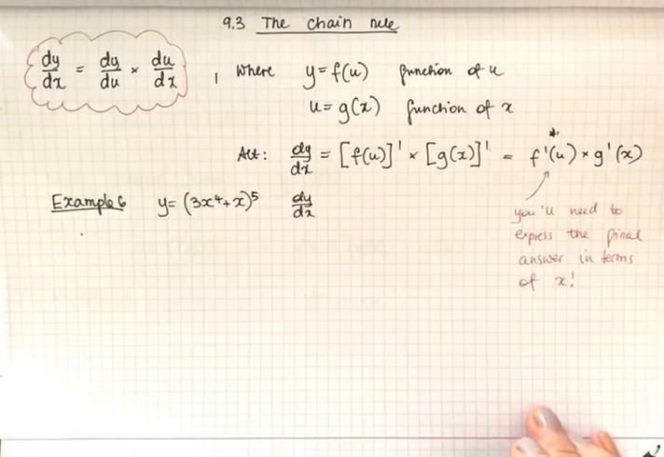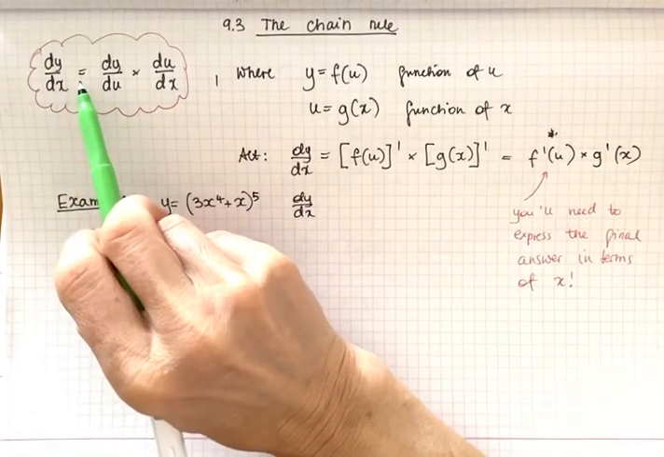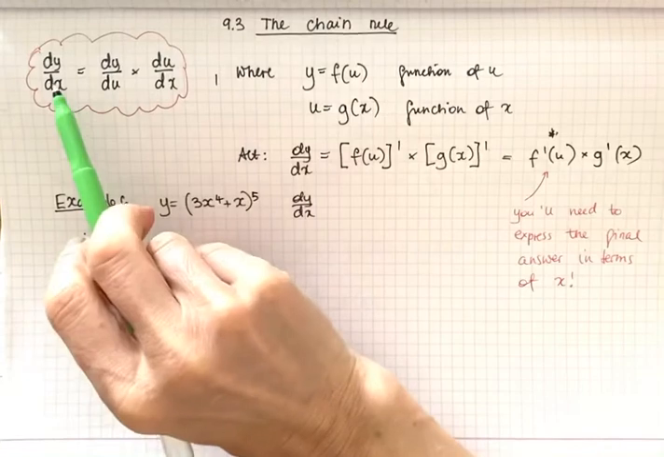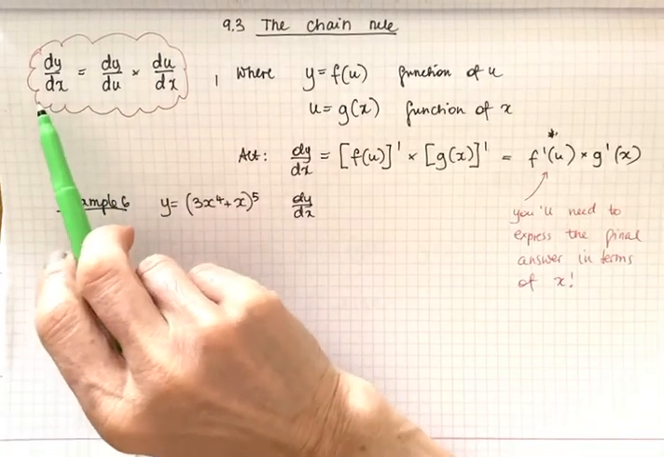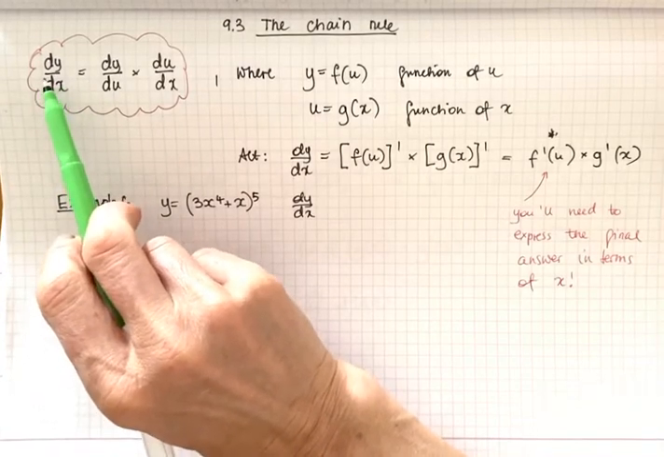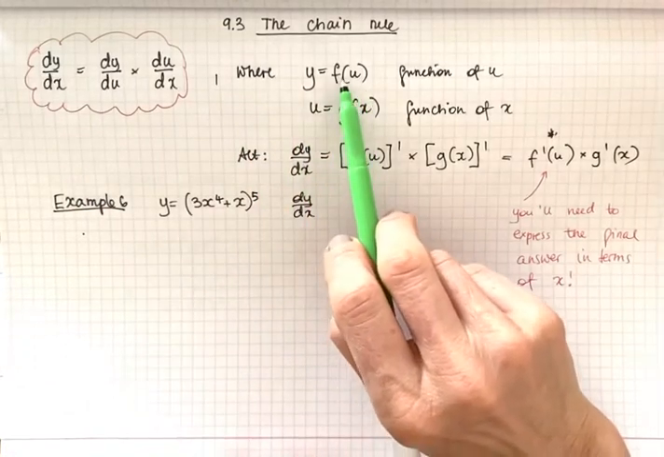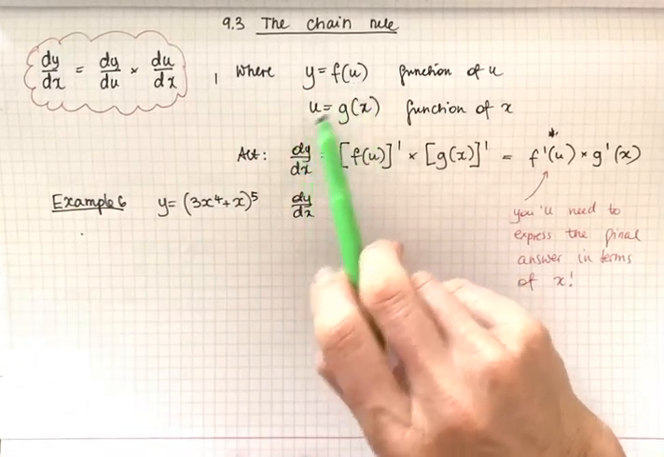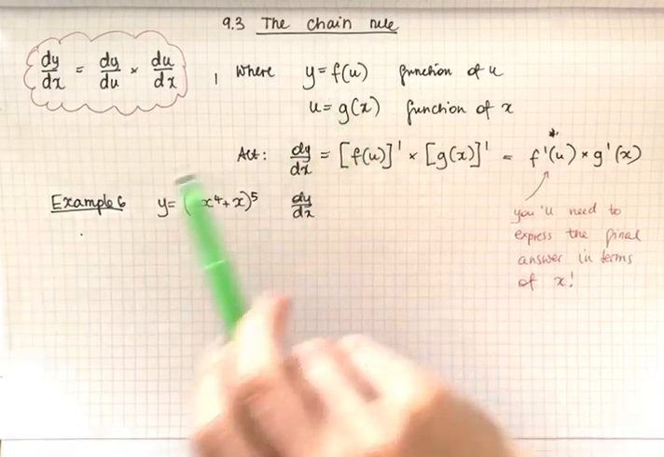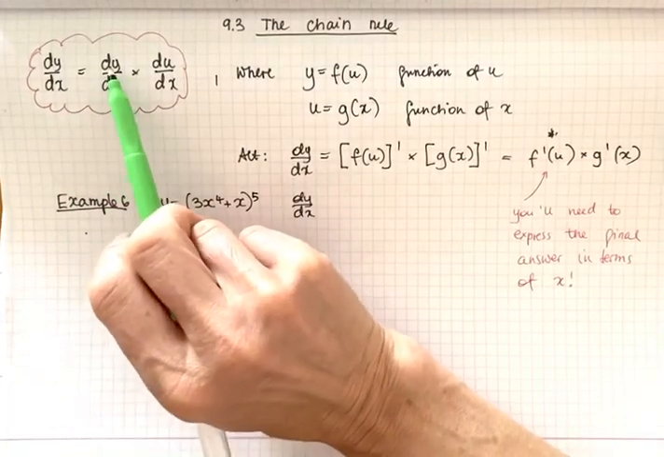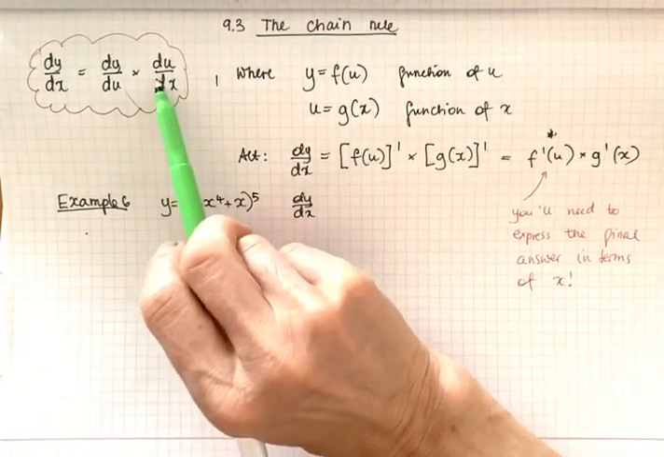Okay, section 9.3, the chain rule. The chain rule, dy dx, is used to differentiate functions that are composite functions. So if your function y can be expressed in terms of u, and then u can be expressed in terms of x, then we can apply the chain rule and it will be dy du. So simply that function differentiated followed by du dx.